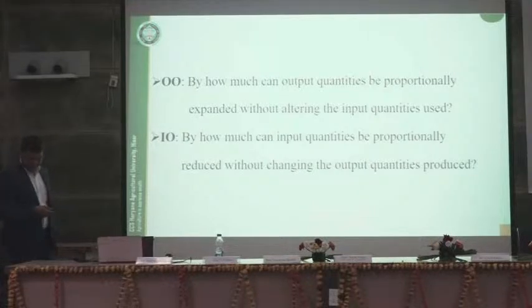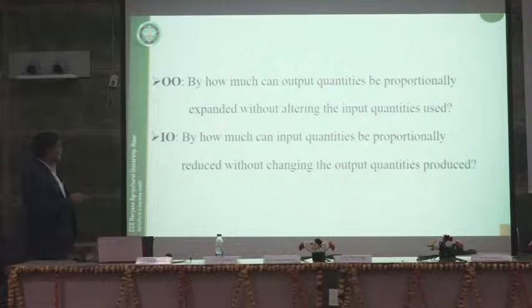Okay, so output oriented: by how much can output quantities be proportionally expanded without altering the input quantities used? That is output oriented inefficiency. Then input oriented: by how much can input quantities be proportionally reduced without changing the output quantities produced? Okay.